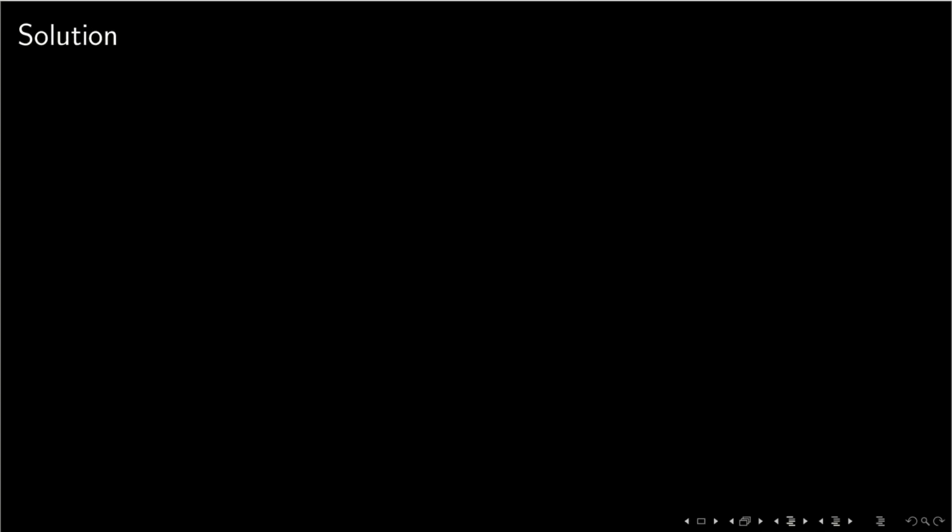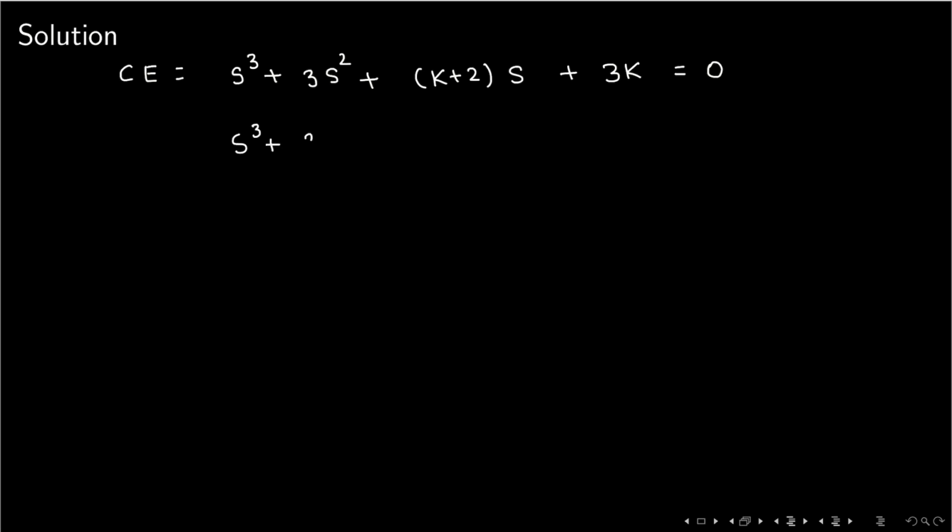We are given the characteristic equation. So we have CE equal to s cube plus 3s square plus (K plus 2)s plus 3K equal to 0. So we will try to find the expression of G(s)H(s). First, we will separate the terms which are in K and which are not in K.